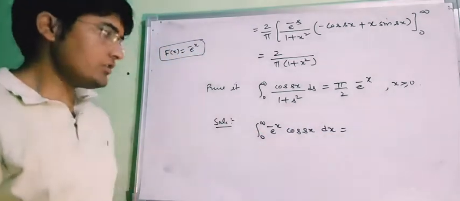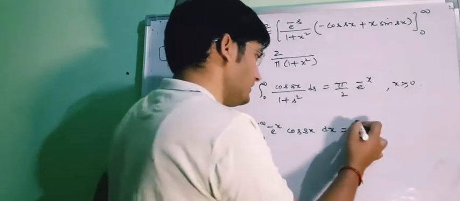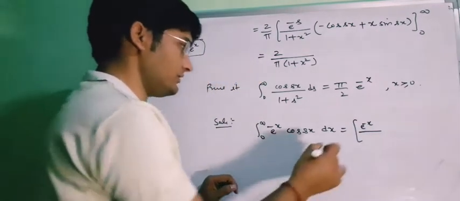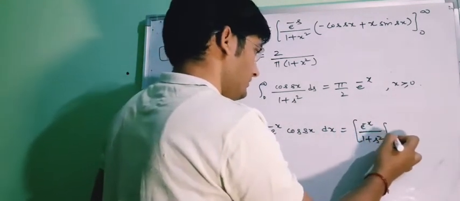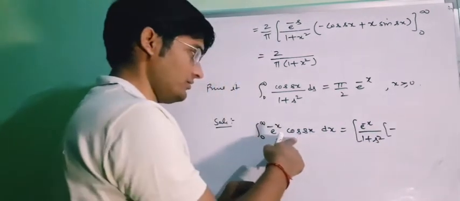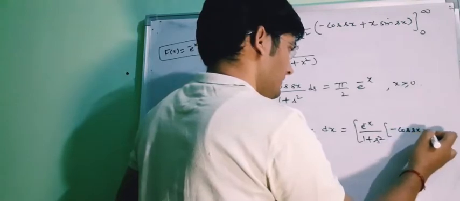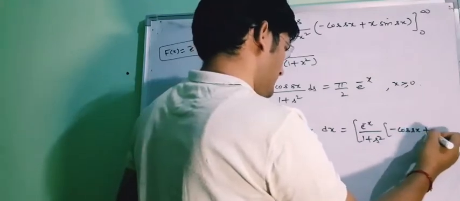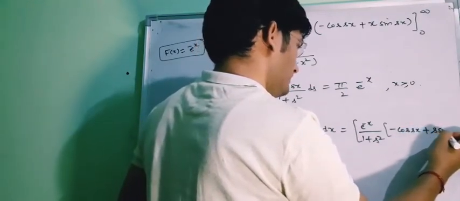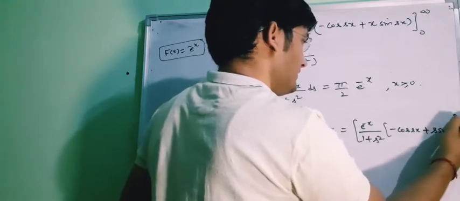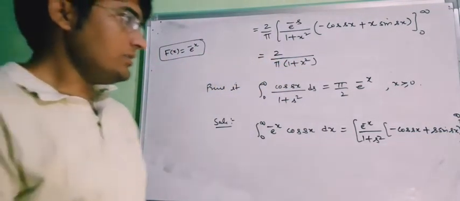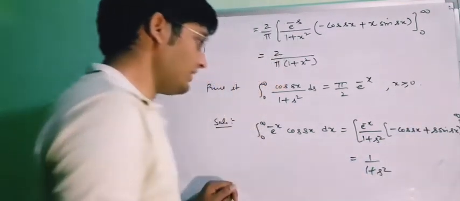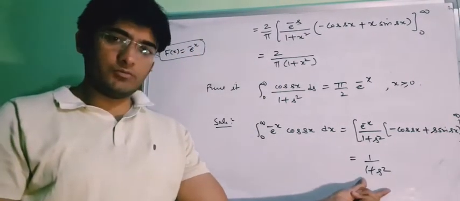Let us consider this integral equation. Now the value of this integral is equal to e to the power minus x upon 1 plus s square, then we will have minus sign, and here we will get minus cos sx. Then we will have differentiation, and we will get minus plus, so we will get s into sine sx, and then the limits from 0 to infinity. So again you can see that our answer will be 1 upon 1 plus s square. So that means the value of this integral is equal to 1 upon 1 plus s square.